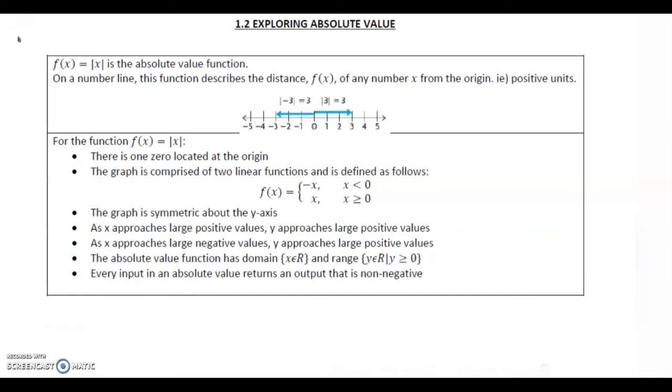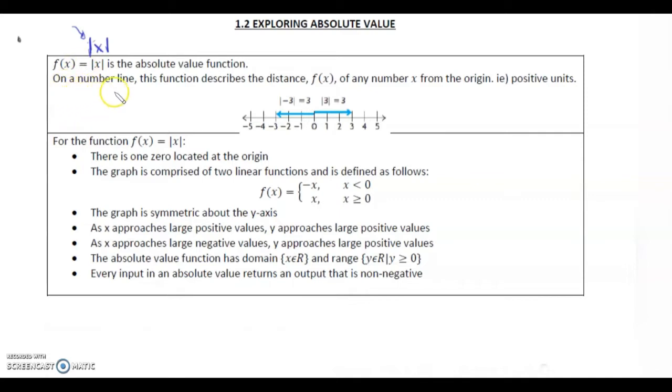Okay, 1.2, exploring absolute value. So this is a new function that we're going to be talking about this year. Absolute value function, f(x) equals, and then this is a bar, and then there's our variable x, and then another bar. So these two bars are denoting the absolute value, okay?